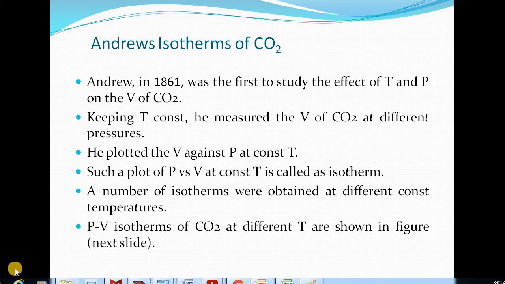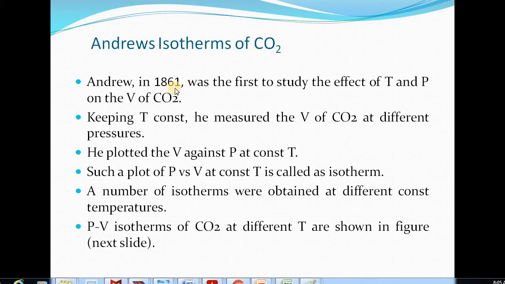Good morning, dear students. In our last lecture, we studied the experimental measurement of critical constants of a gas. In today's lecture, we will continue with a new topic: Andrews isotherms of carbon dioxide gas.